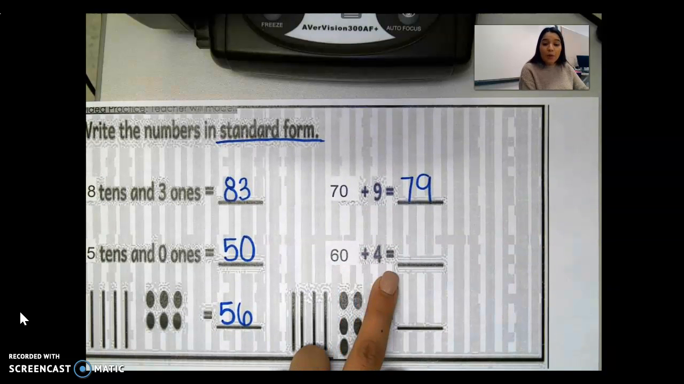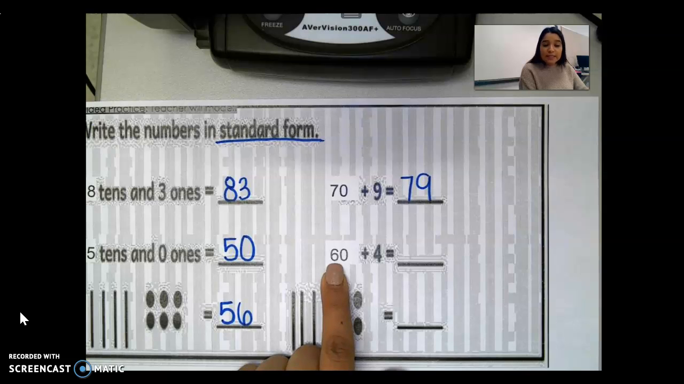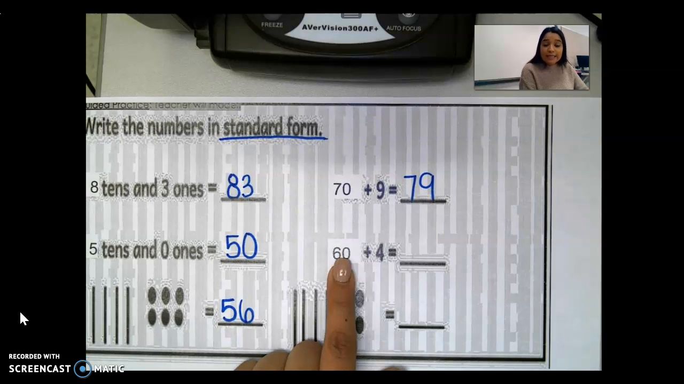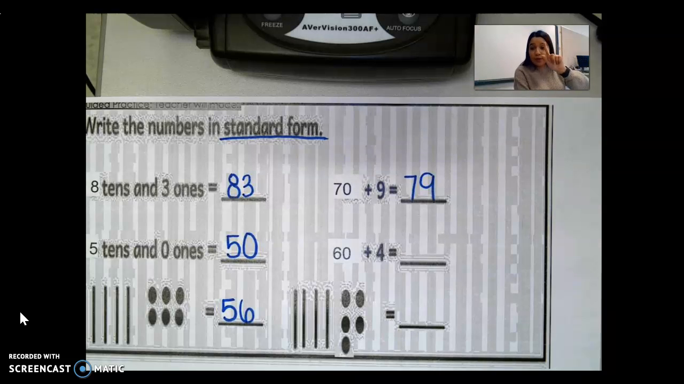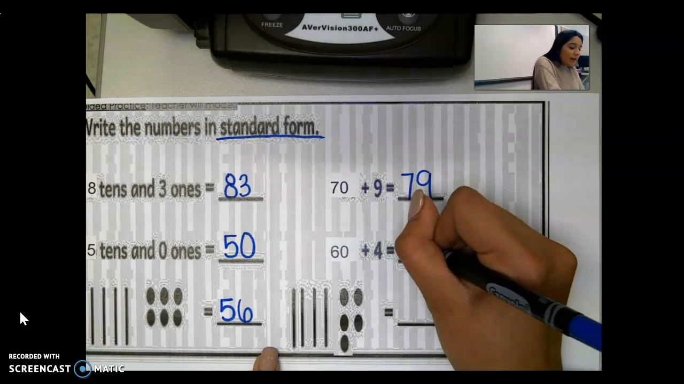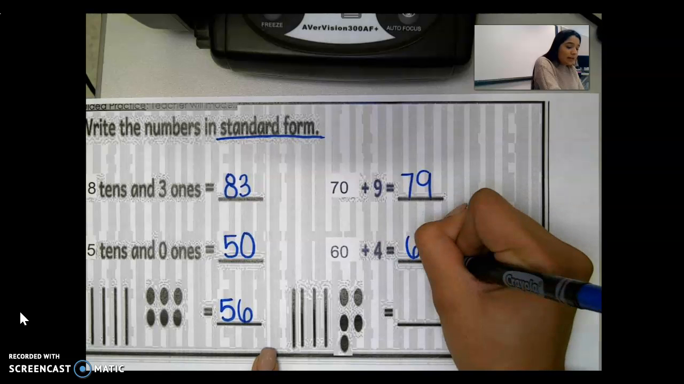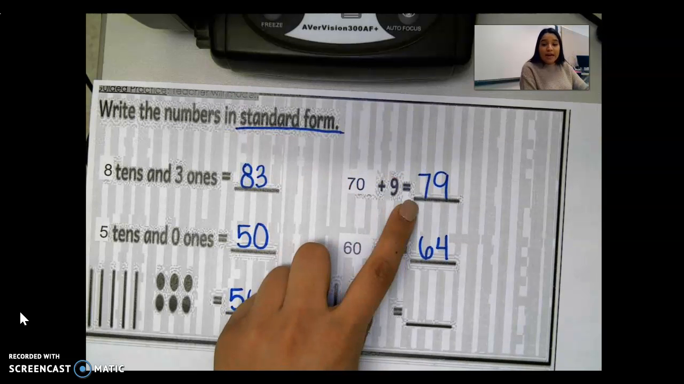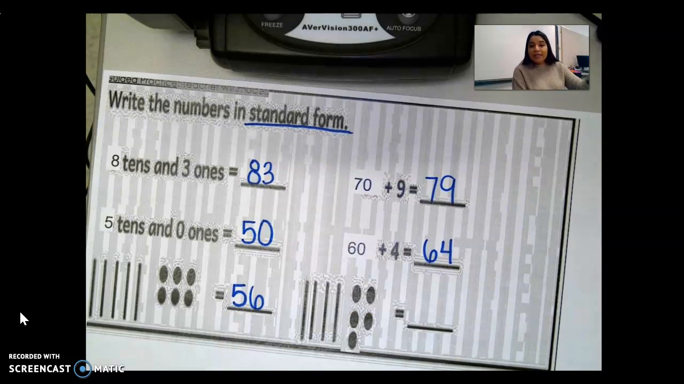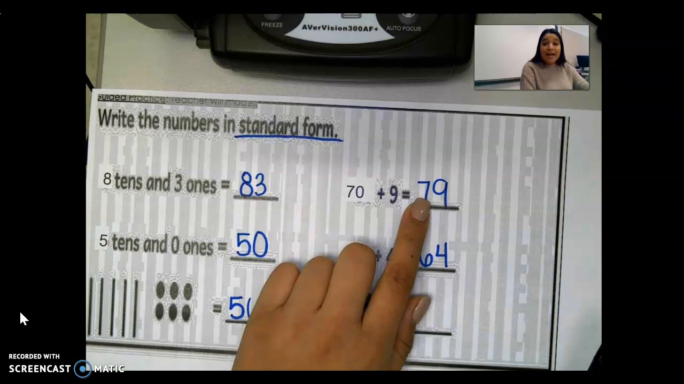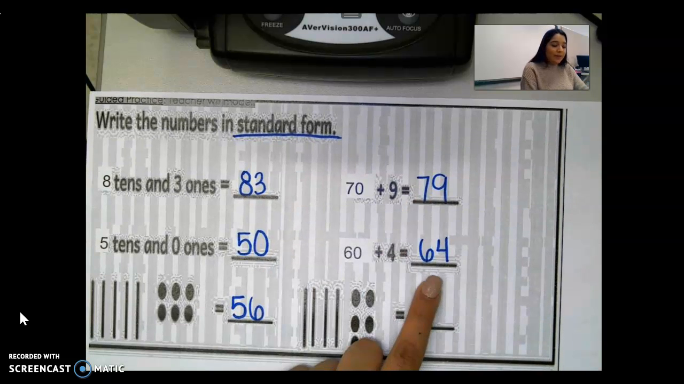60 plus 4. So I have 60 we can count on. 60, 61, 62, 63, 64. So we added 4 more. So what is it? 64. Yes, because we just counted on. The same with 70. If we add 9, we can just count on 9. 70, 71, 72, 73, 74, 75, 76, 77, 78, 79. So we got 79 and then 64.